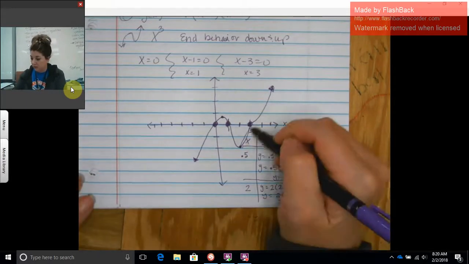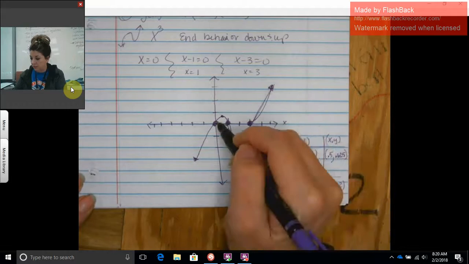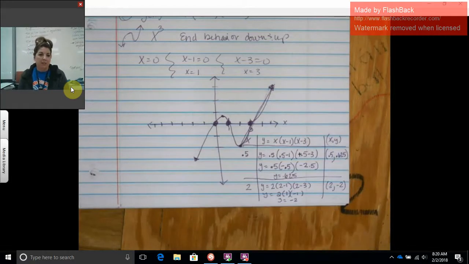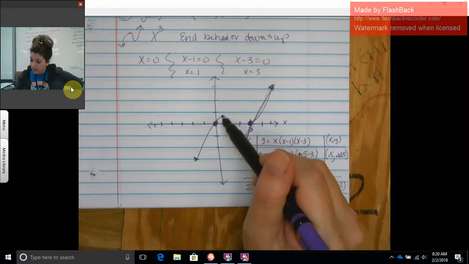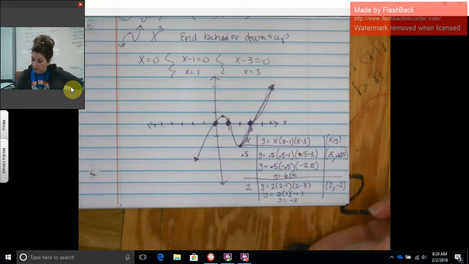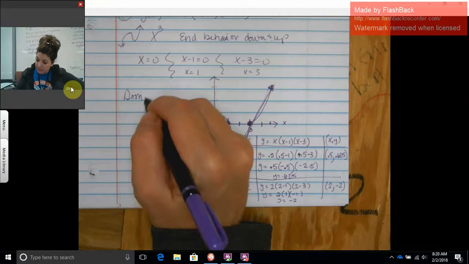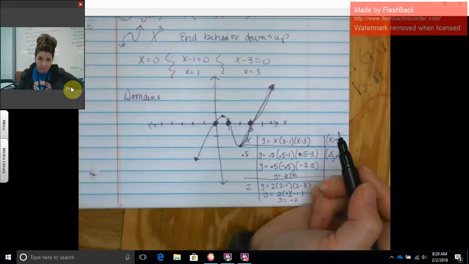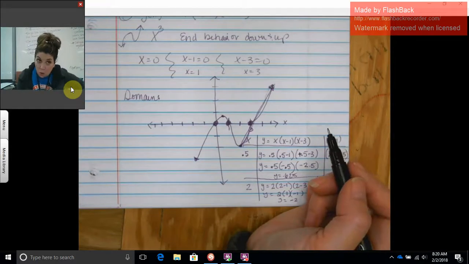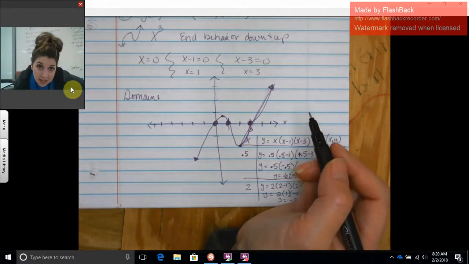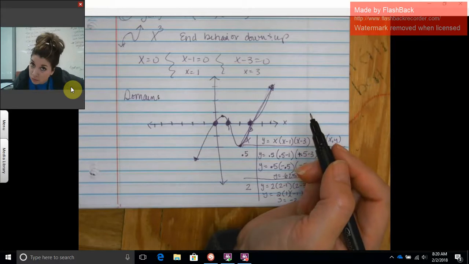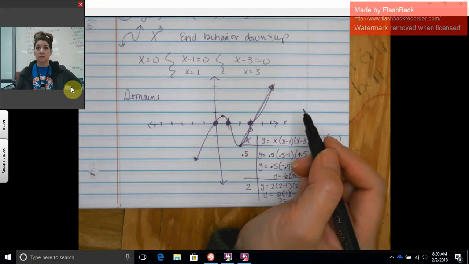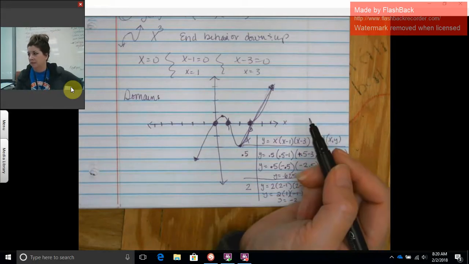And this would be a lot smoother. If you wait to put your end behavior on until the end, you can make it kind of look more flowy. I've got a relative maximum, a relative minimum. What is my domain? What is my domain? Anyone? Anyone? What? Guess.